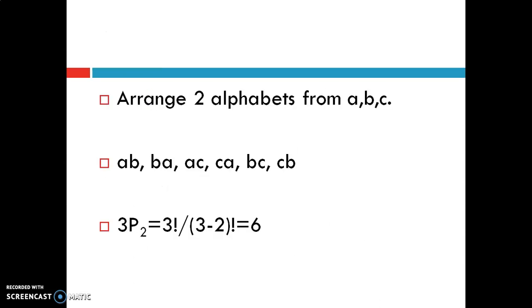Take an example: arranging 2 alphabets from ABC. Here we take 2 alphabets from the given set of atoms at a time. In that case n is 3 and r is 2. The number of arrangements in such a condition is 6. It is calculated using the formula 3P2, that is nPr, equal to 3 factorial upon 3 minus 2 factorial, and it gives the result 6.